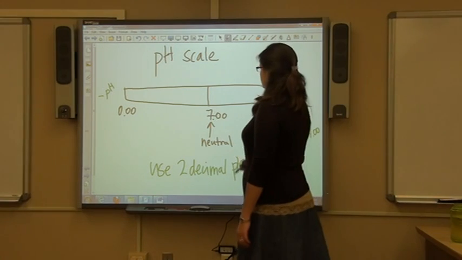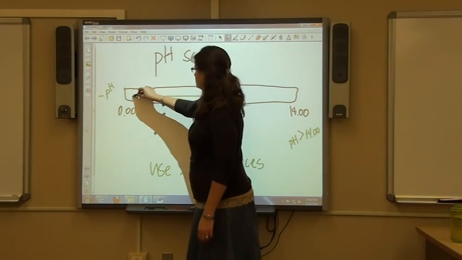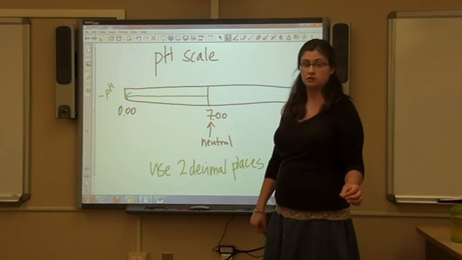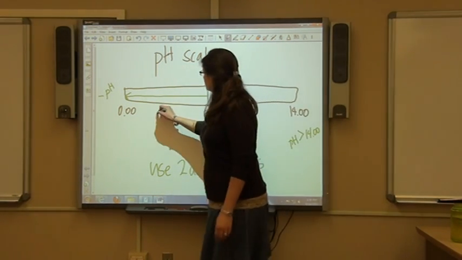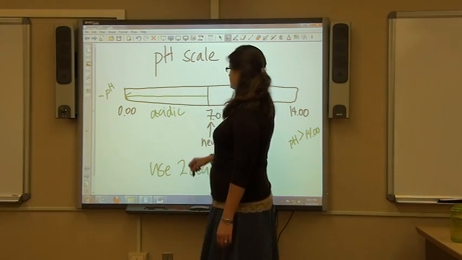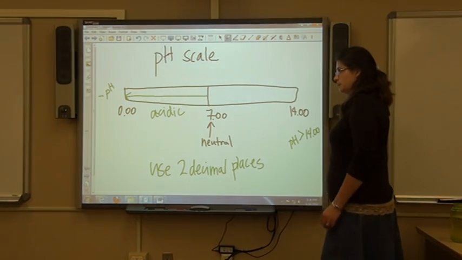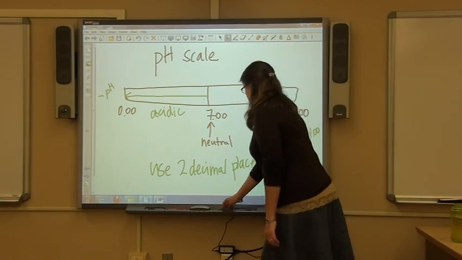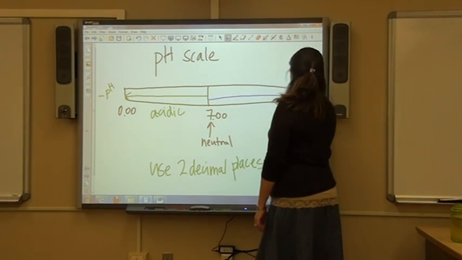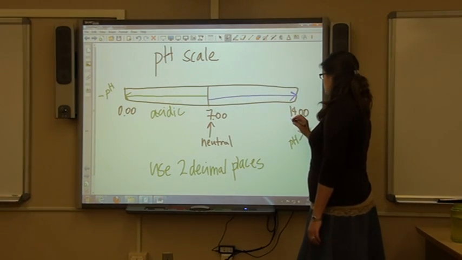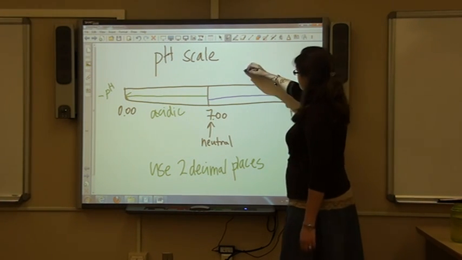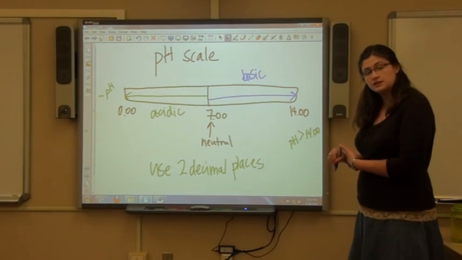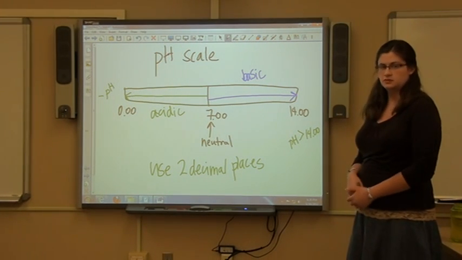Okay, so everything to the left of this line, anything that is not 7.00, 6.99 is not neutral. That's slightly acidic. This is the acidic portion of the pH scale. The closer you get to 0, the more acidic. And from 7.00 to 14, this is the basic region. The closer you get to 14, the more basic your substance is.